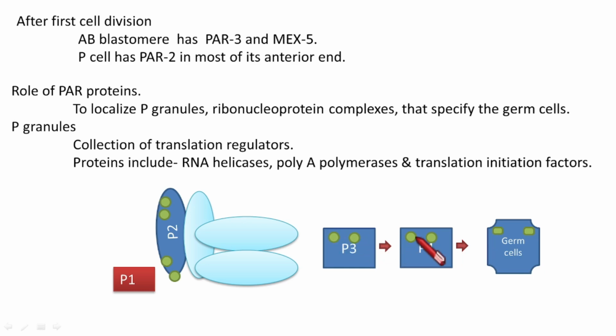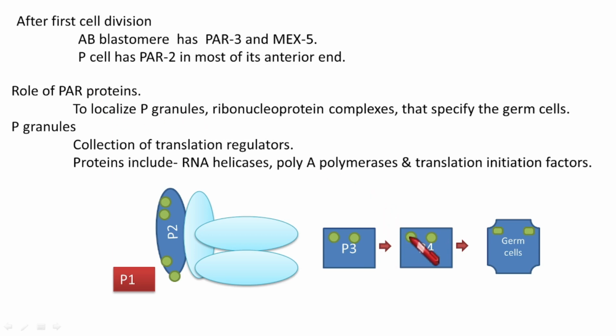In all these stages, in all these cells, we can see P granules. That means whatever cells possess these P granules, those will specify the germ cells. And these P granules are localized to the posterior region, to get incorporated into this stem cell, with the help of PAR proteins.